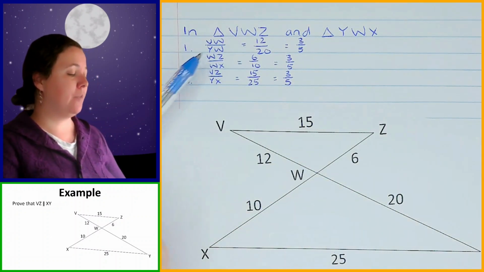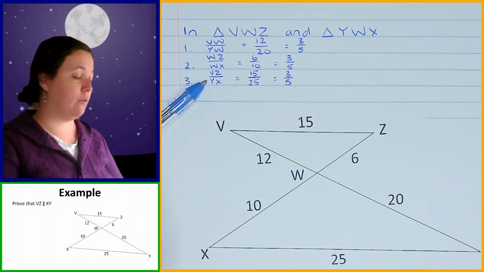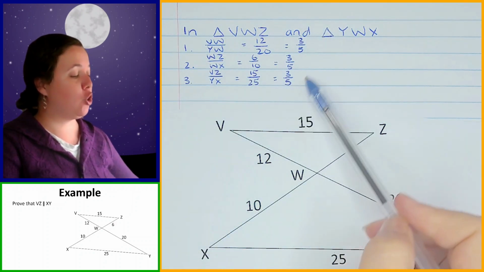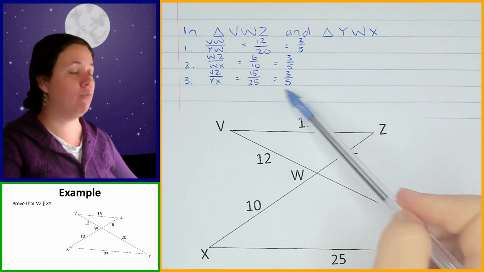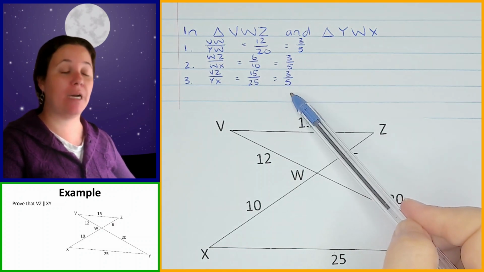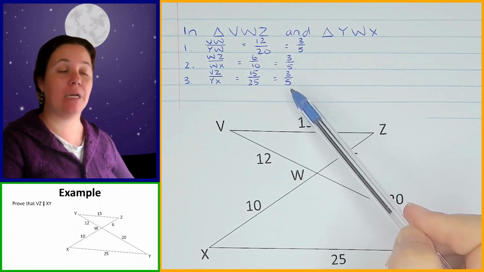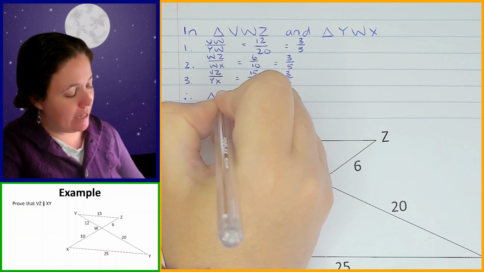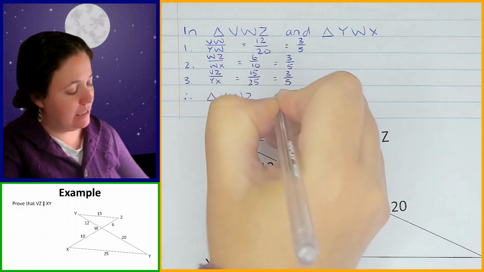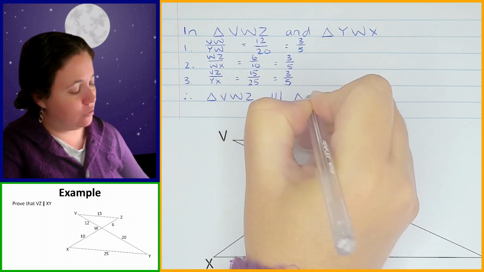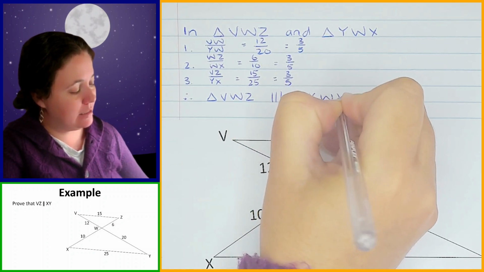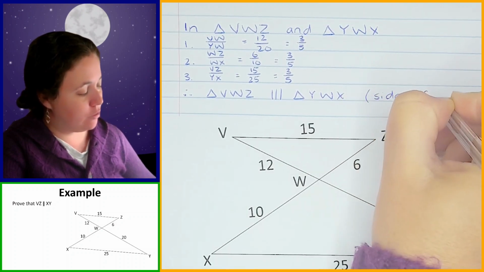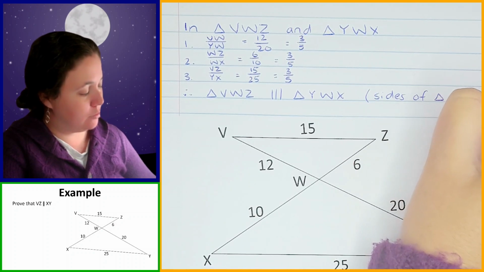So now if you look over here, for all 3 of these fractions, I ended up with 3 over 5, 3 over 5, 3 over 5. Now because those all gave me the same result, I can say that these two triangles are similar because their sides are in proportion. Okay, so now I can say, therefore, triangle VWZ is similar to triangle YWX, and my reason is sides of triangle in proportion.